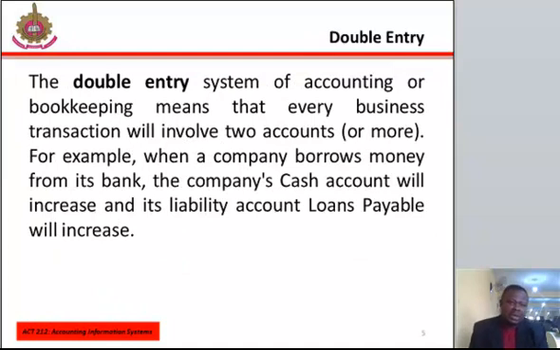Now let's look at double entry. The double entry system of accounting or bookkeeping means that every business transaction will involve two accounts or more. For example, when a company borrows money from its bank, the company's cash account will increase and its liability account, loan payable, will increase.